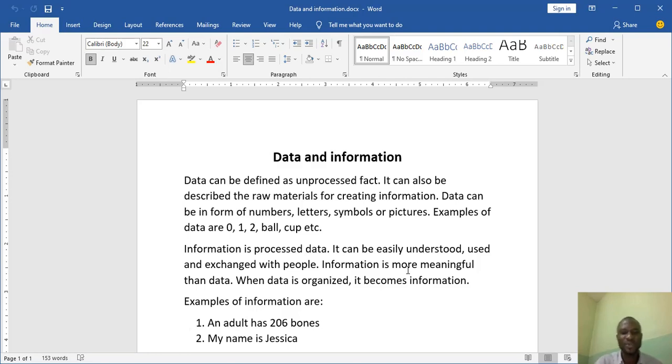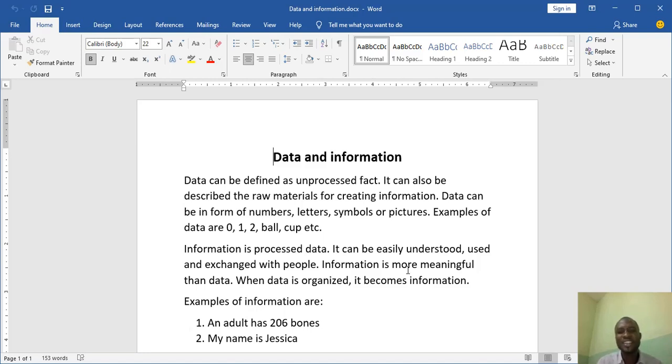Let's look at more examples of information. An adult has 206 bones. It makes sense, easily understood. So that is information. My name is Jessica. That is easily understood because it is information. But if it is data, it doesn't correlate. It just goes different numbers like zero, ball, cup, one, seven, this and that. So it doesn't really make sense. But information is well arranged and makes sense.